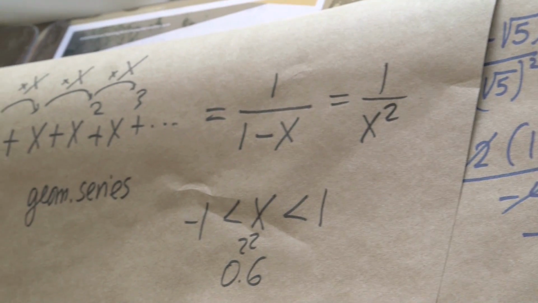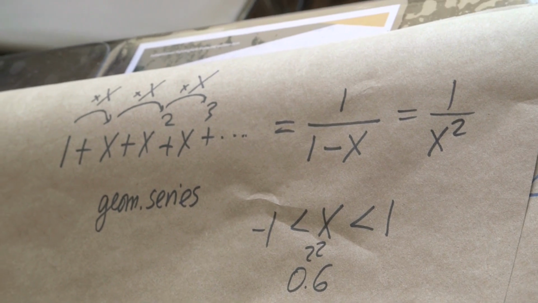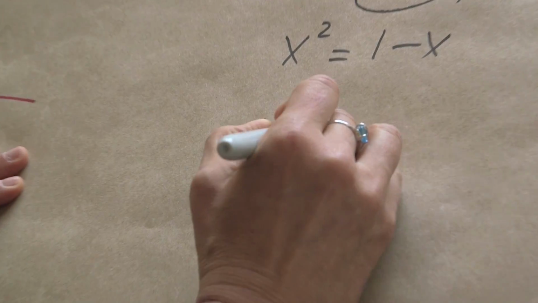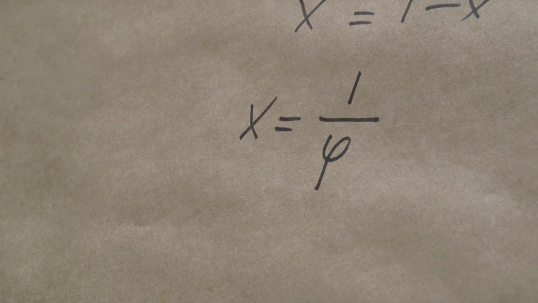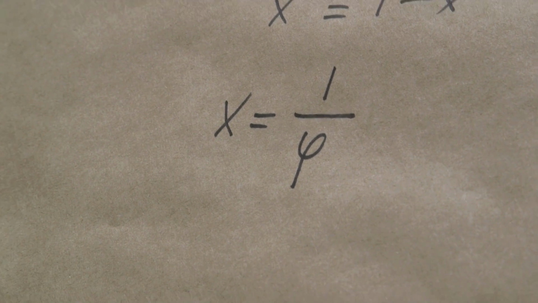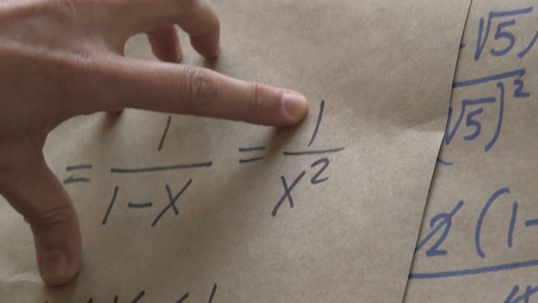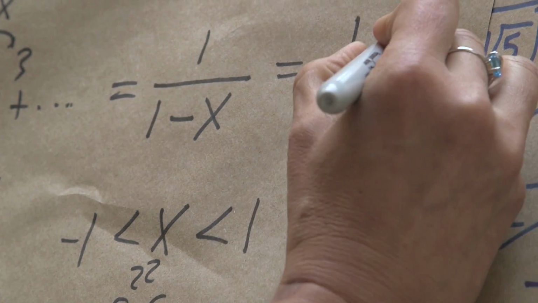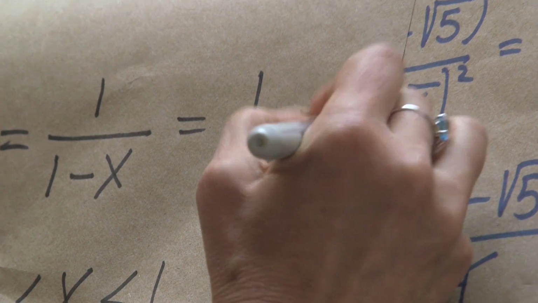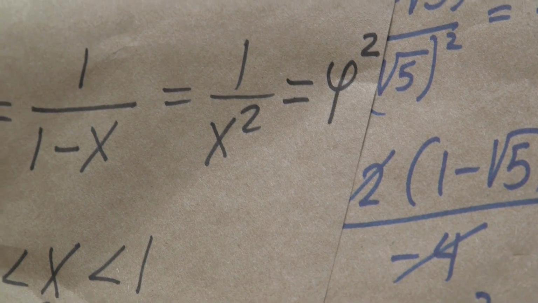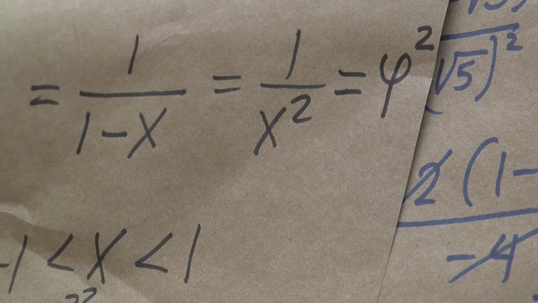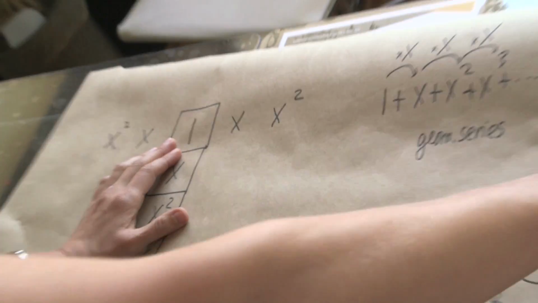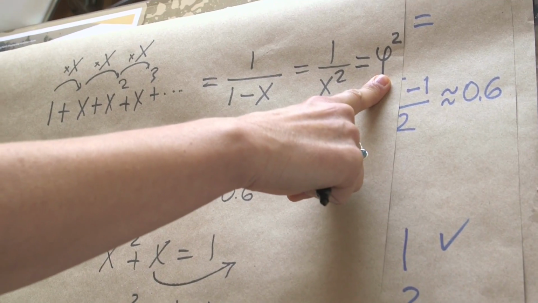But the story gets even better. Remember that this x was the reciprocal of the golden ratio. So the golden ratio is going to come back into our story. So what happens if I divide 1 by x squared? It will turn out to be the golden ratio squared because you've reciprocated. So to summarize, half of this row is the golden ratio squared.